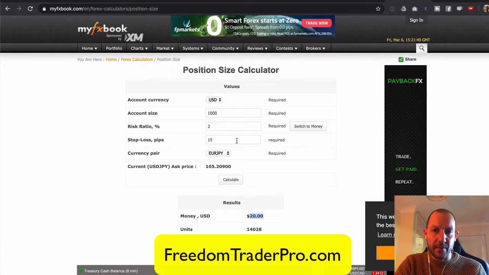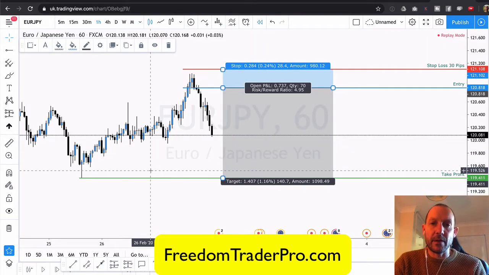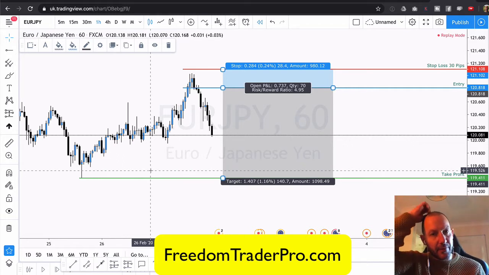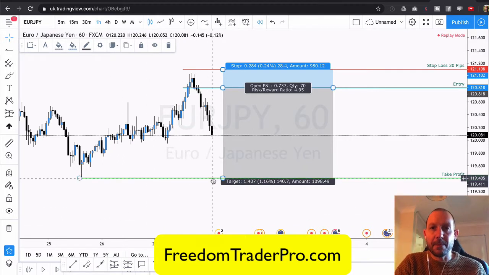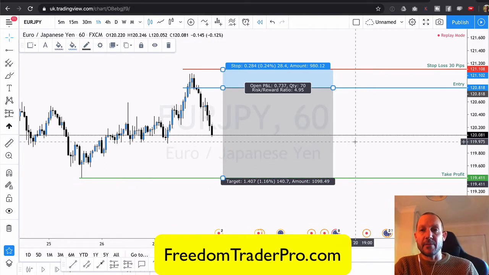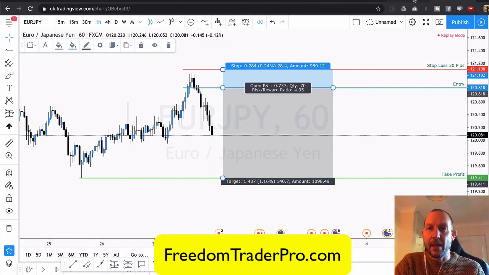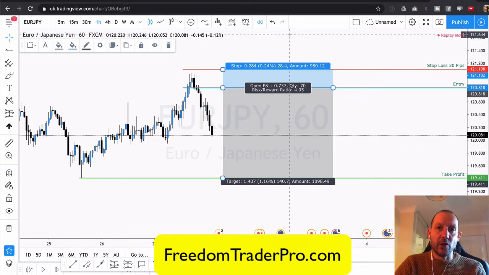So as I say, firstly you need to chart up your trade: where you want to put your stop loss, where you're going to put your entry, where you're going to put your take profit. Take profit's not so much of an issue for your lot size and your risk management. I've just put it on this chart to show you how this trade pans out in a second. So the bigger your stop loss, the smaller your lot size; the smaller your stop loss, the bigger your lot size.